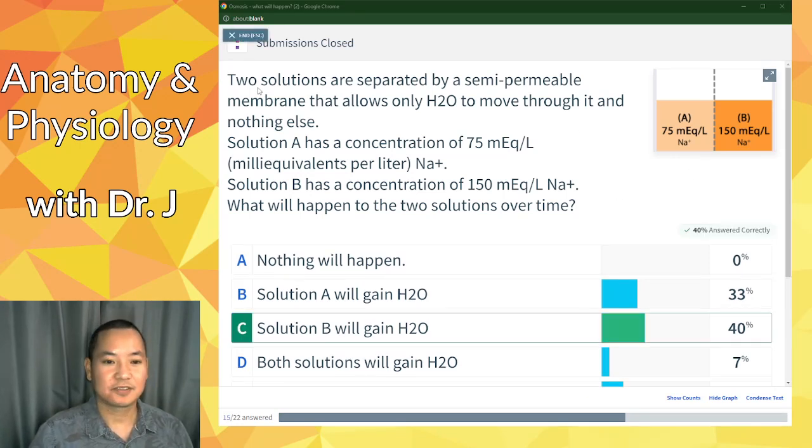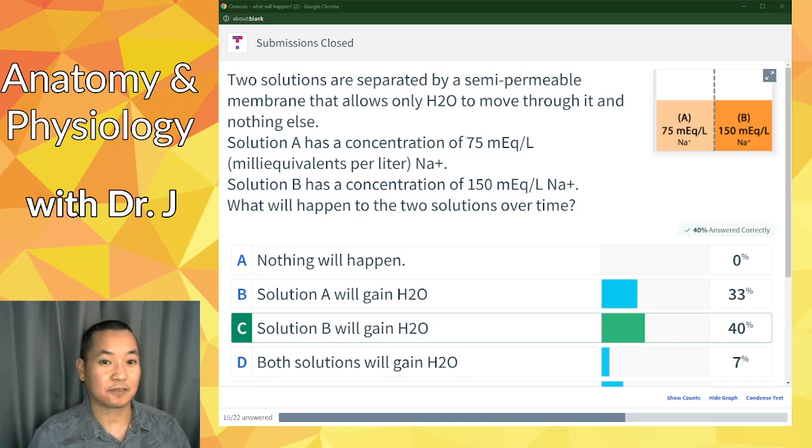Why? Because sodium ions attract water and vice versa. Think of a tug of war. Which side is going to win out? The side with more people pulling is going to win out. So that's why solution B will draw more water to it over time, even if you start off with the same volume of these two solutions.